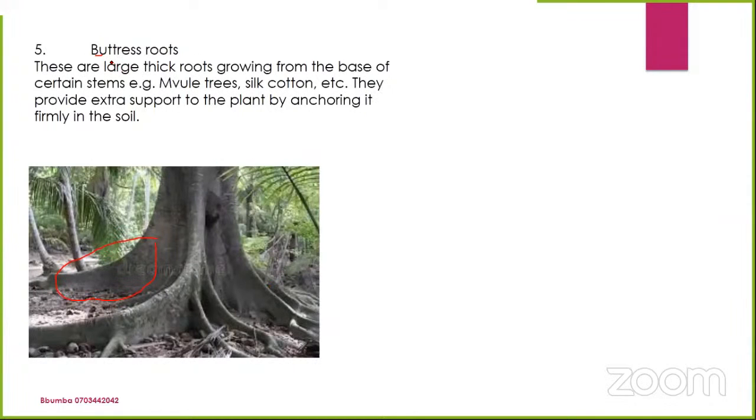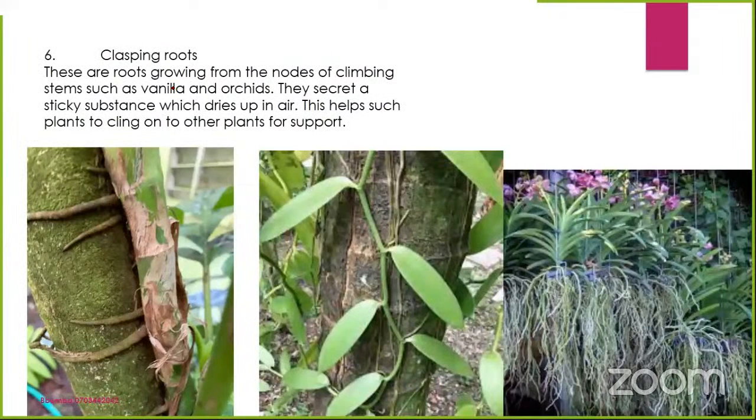Then there are also clasping roots. These are some modified roots. So to clasp means like to tie. These ones clasp, that is, they tie the plant on another support. This plant in the background is a vanilla plant. These are vanilla leaves. For some of you who have taken vanilla tea, or you've taken yogurt containing vanilla flavor, they get that flavor from this plant called vanilla.